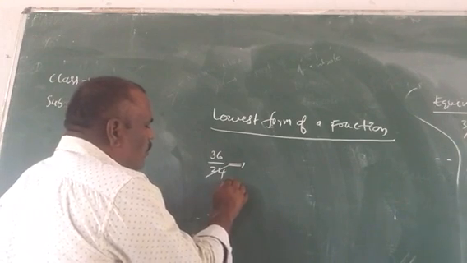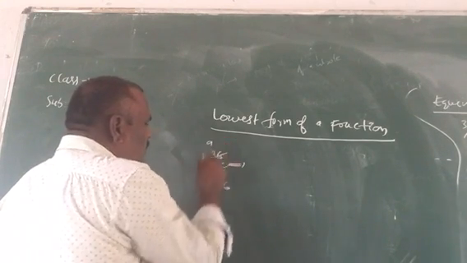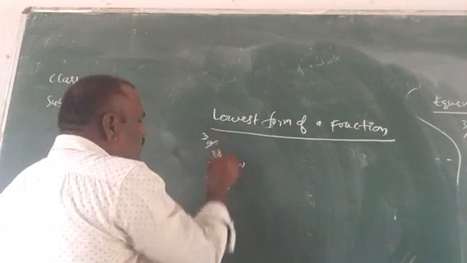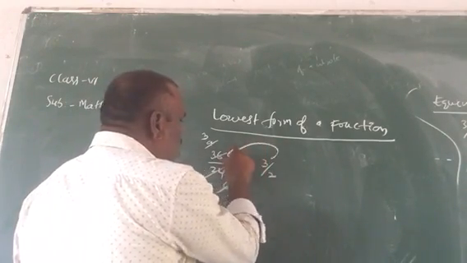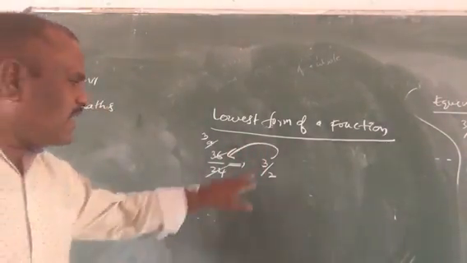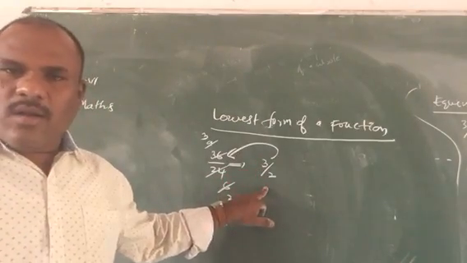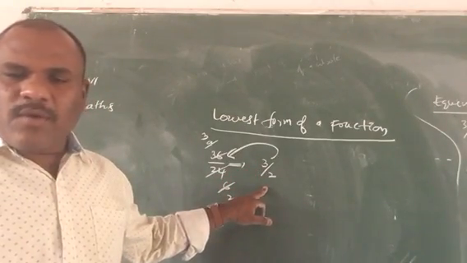36 by 24, you can divide. For example, 4 6s are 24, 4 9s are 36. So 9 3s are 27, 3 2s are 6. So 3 by 2 is the lowest form of 36 by 24, which has no common factor except 1.